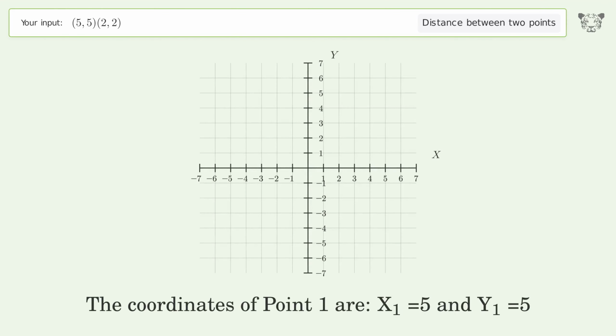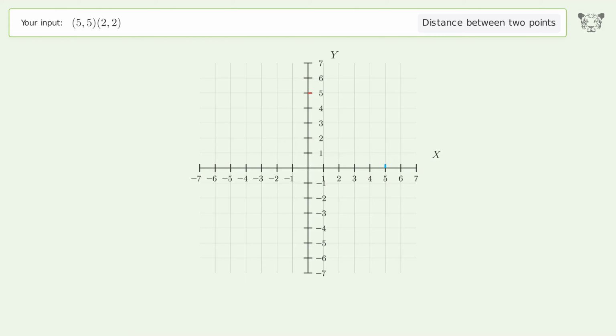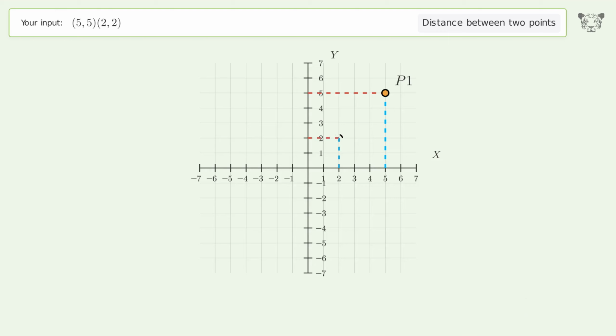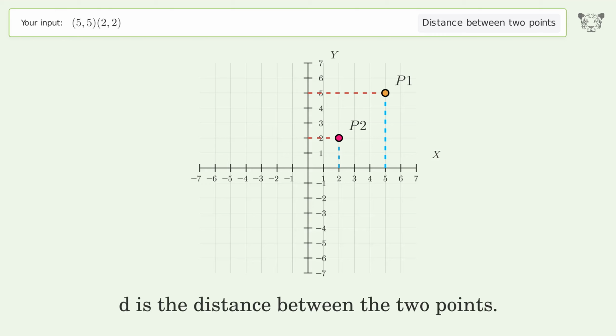The coordinates of point 1 are, x1 equals 5 and y1 equals 5. The coordinates of point 2 are, x2 equals 2 and y2 equals 2. D is the distance between the 2 points.